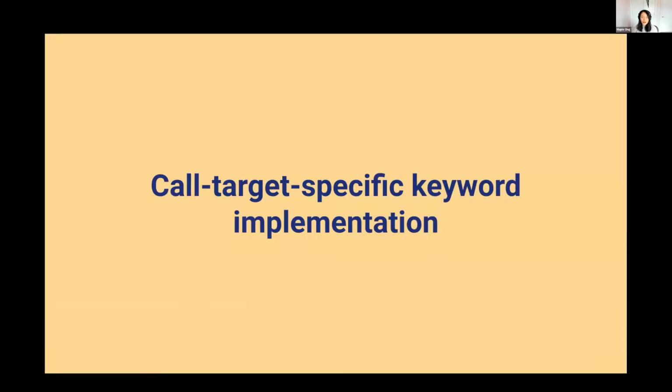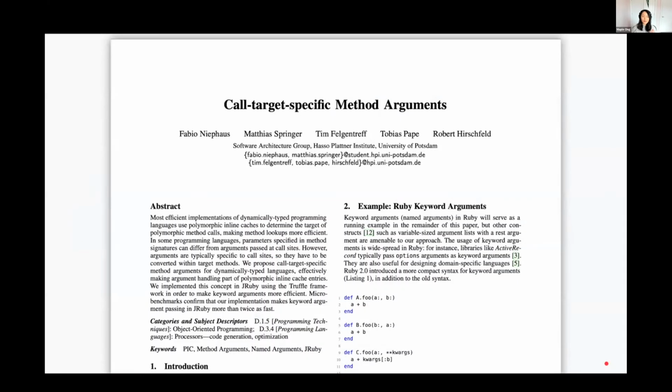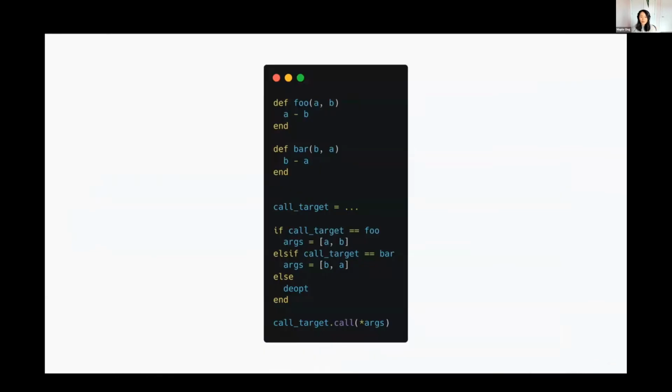So let's talk about call target specific implementation. In the paper called Call Target Specific Method Arguments by Niephaus et al., a new way of argument handling is proposed. So how does it work? The arguments are converted to the call target specific representation before the method call is invoked, making the argument handling part of the polymorphic inline cache entry. This implementation puts the responsibility on the call site to manage the arguments, and that is possible in Truffle due to the inline caching mechanism that we have, which means that we normally know what the call target is for a given call site, even though it's a dynamic language.